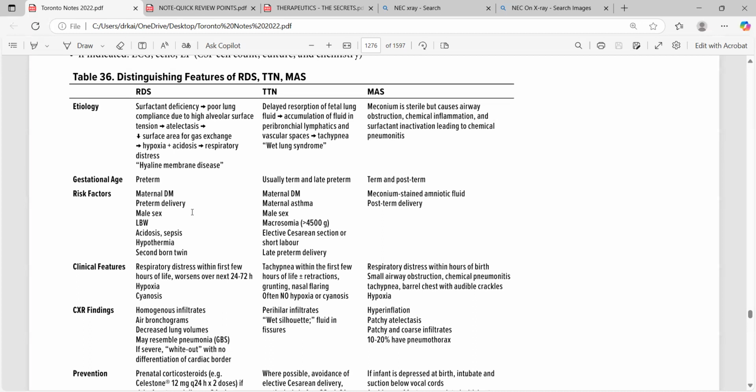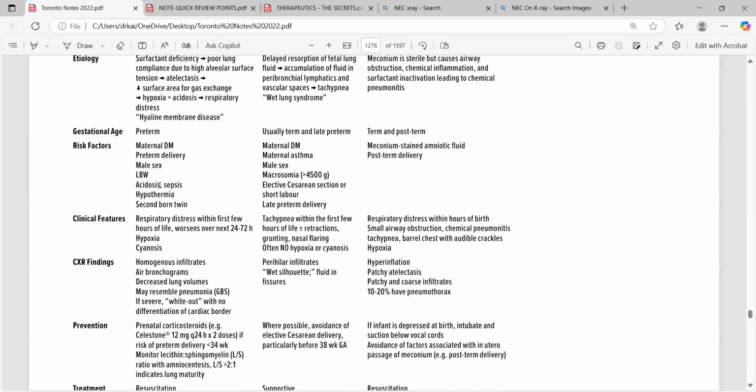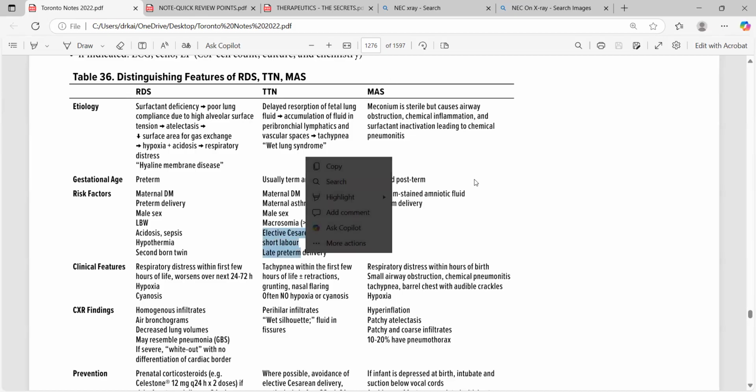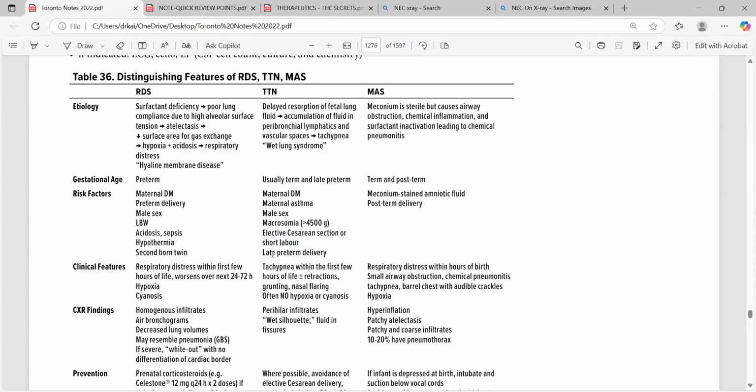Then what else is there? RDS and TTN are mainly in the male sex, like the male boys. In RDS there is hypothermia as well, and you can think of RDS with some sort of infection. So acidosis, sepsis, hypothermia, these are the things. TTN is basically C-section and short labor. So these are the words. Okay. In meconium, there is basically post-term delivery. Okay.